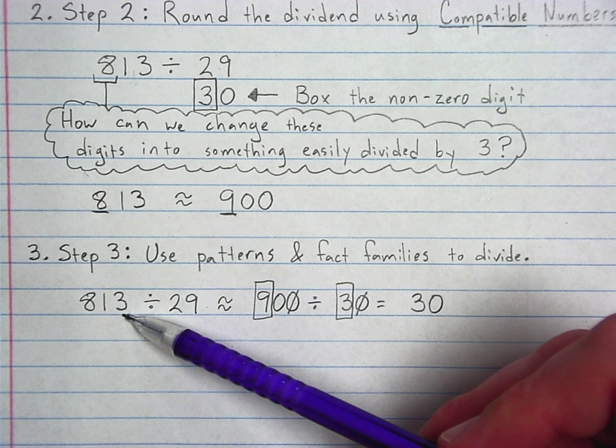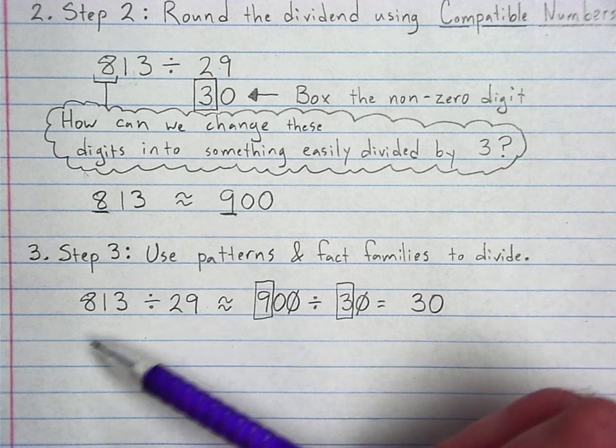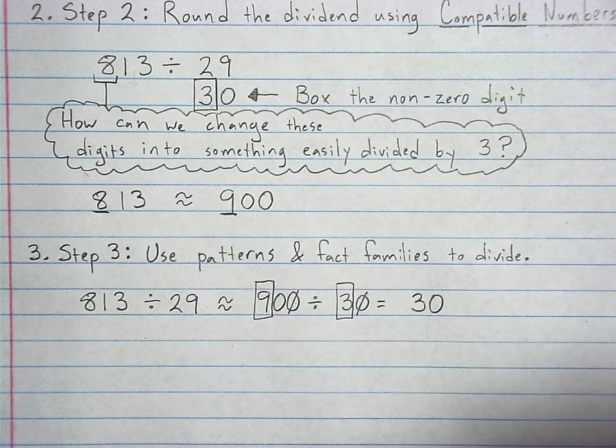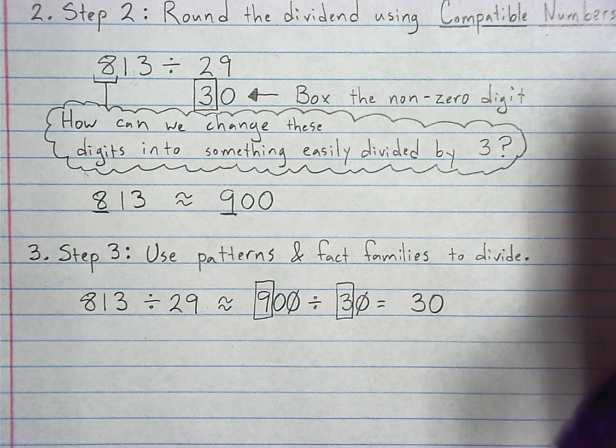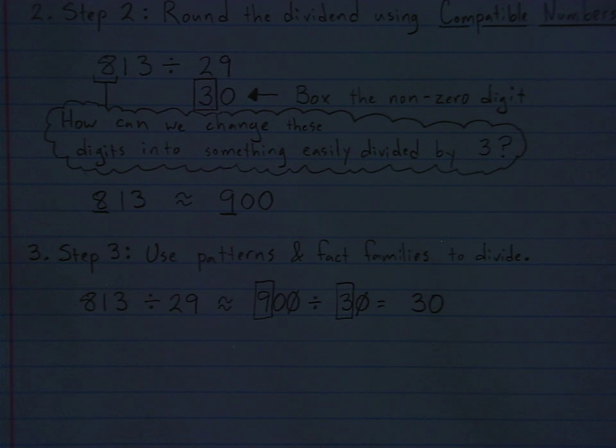Because I'm changing the 813 into 900, it's such a drastic change, there's always the possibility that your estimate will be a little bit further away. That's okay. It's kind of a compromise we make with division. Division, like subtraction, is very particular.